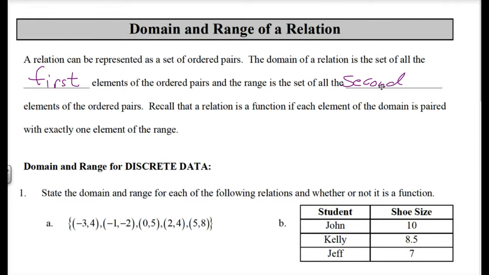Elements of the ordered pairs. Sorry. Recall the relation is a function if each element of the domain is paired with exactly one element of the range.